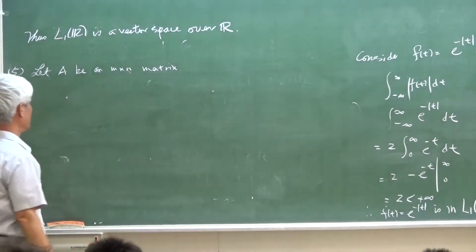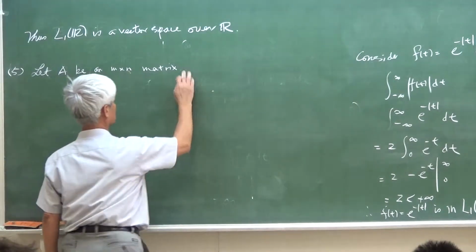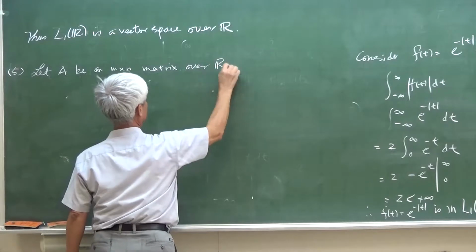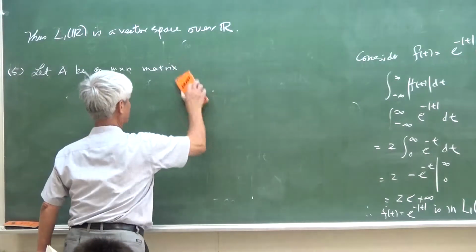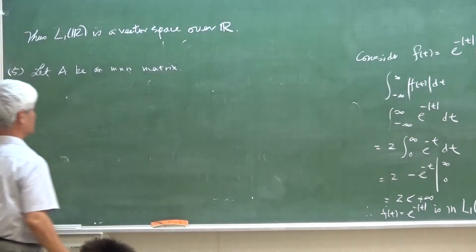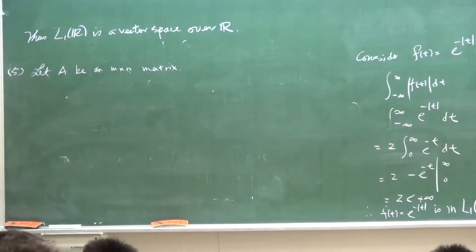Right, so let A be an m times n matrix over R. That means the entries of the matrix are all real numbers. Or that's fine, maybe I just do not mention the type of the scalars. Let's say matrix.